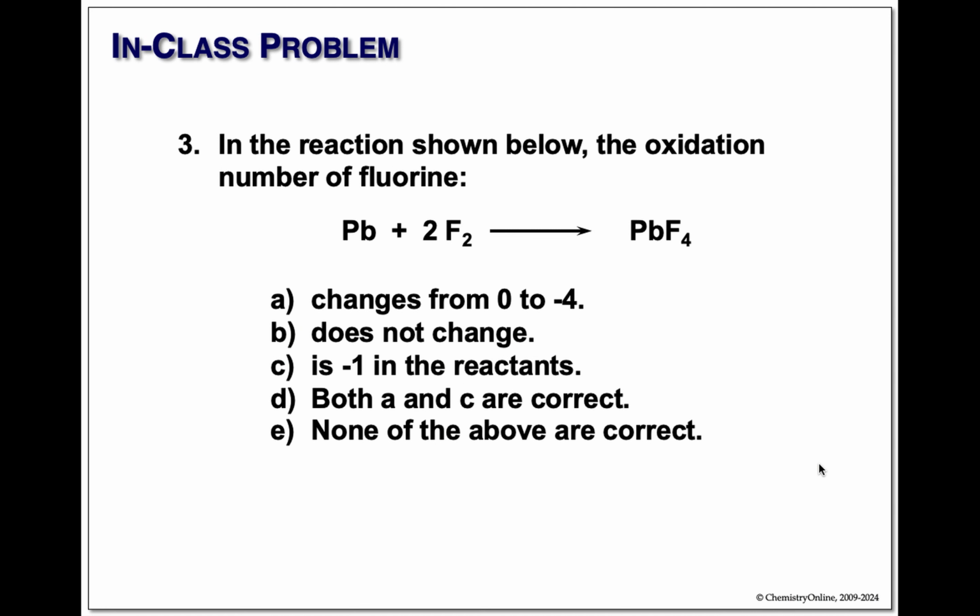All right. The oxidation number of fluorine does what? Changes from 0 to -4. Well, it is 0 here, but it's -1 here. Does not change. Well, yes, it does. Goes from 0 to -1. Is -1 in the reactants? Nope, it's 0 in the reactants. None of these are correct.